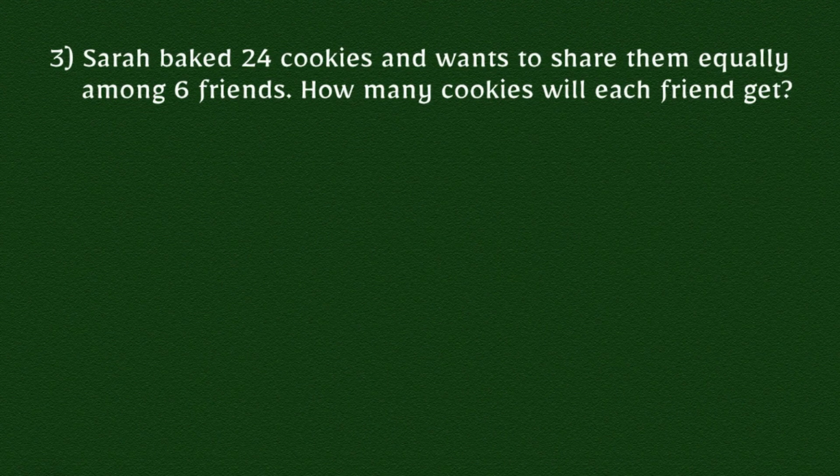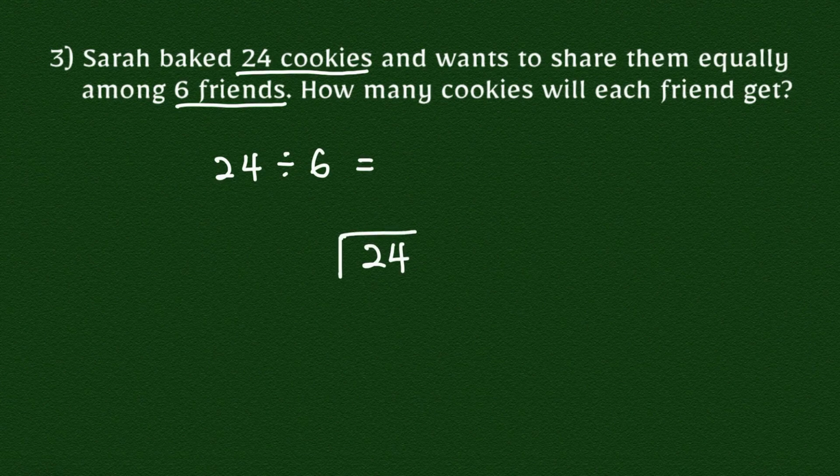Sarah baked 24 cookies and wants to share them equally among 6 friends. How many cookies will each friend get? 24 divided by 6. 4 times 6 is 24.